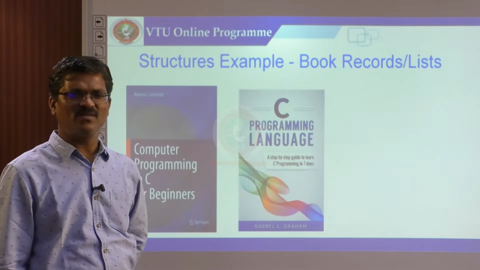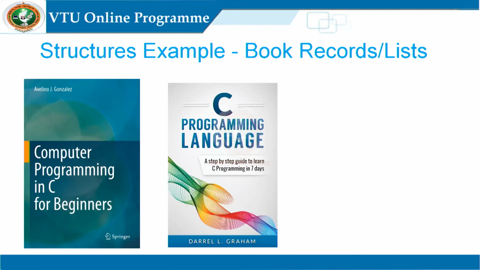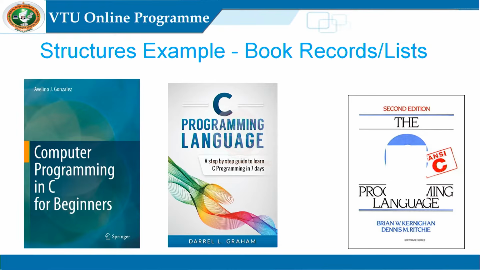In the same way, maybe I have another book, C programming language, with its own attributes, like its own title, the authors, the publisher, the number of pages, and the year of publication. Like this, the third book, fourth book, n number of books. The last book may be the C programming language by Dennis Ritchie, which happens to be the second edition.